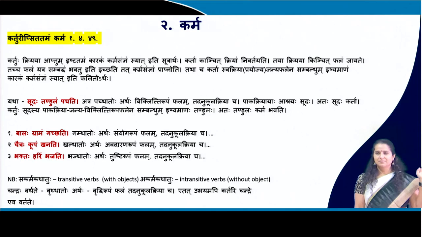So, sudah karta, based on the first rule. Kartuhu sudasya paka kriya janya viklipti rupa phalena sambandhum ishyamanaha tandulaha. So, now what is happening? The suda's paka kriya, the action, is generating this transformed fruit, attached to the most desirous thing. Why is he doing the cooking? Because that's what he most desires in that action. What is happening is the tandulaha, the rice, that grain is undergoing this transformation. Ataha tandulaha karma bhavati. That's how you will determine that it has to be the karma.